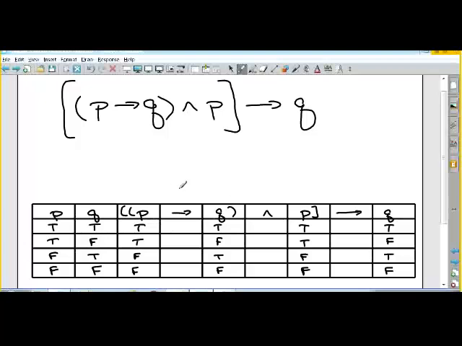Then we start at the innermost part of the expression, which would be this parentheses. So we use the conditional truth table. The conditional truth table says that the only time the conditional is false is if the first one is true and the second one is false. So that's my only false result. All the other ones are true, according to the rules.